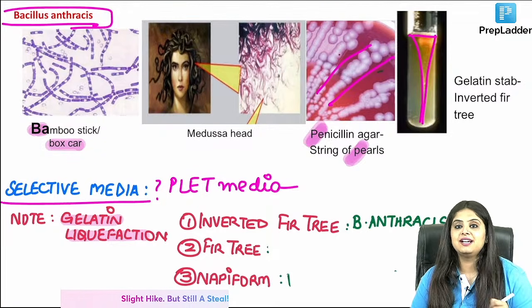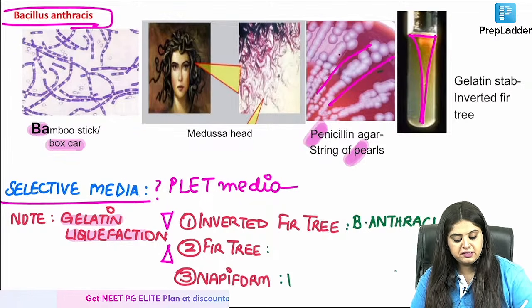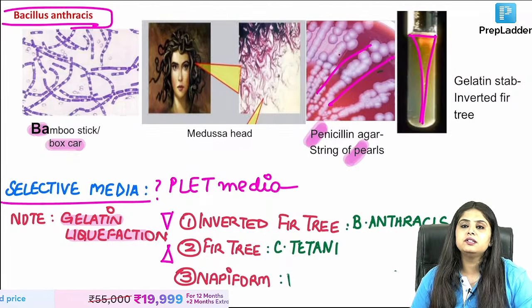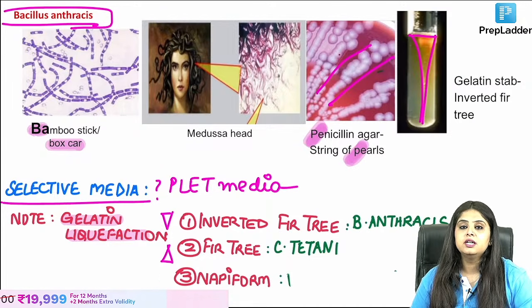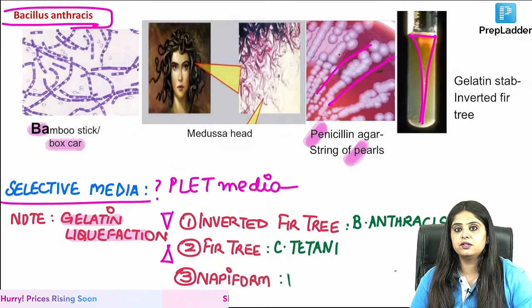Inverted fir tree तो ऊपर लिखा ही है, Bacillus anthracis. सीधा सीधा tree, ma'am, that was inverted fir tree. If I say सीधा सीधा tree is seen in tetany. Tell me something, where did you see the Christmas tree polyp in pathology? ट्री की बात हो रही है तो क्रिसमस ट्री polyp in pathology was seen in Peutz-Jeghers polyp.